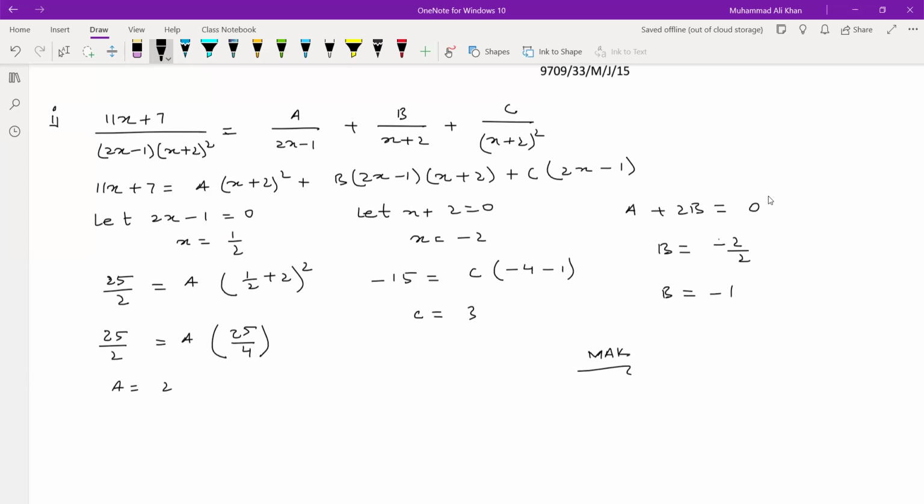We are not doing the second part. The second part is the question of integration. We'll do it after the topic of integration.